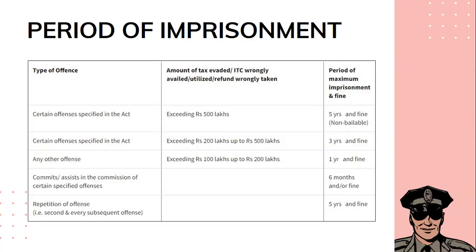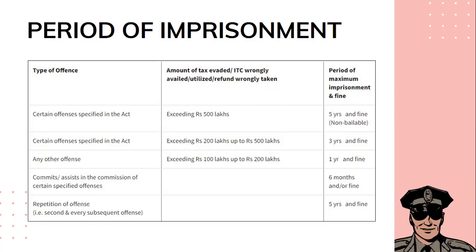Talking about the first type of offense, the offenses which are specified in the Act, in which the amount of tax evaded or ITC wrongly availed, utilized, or refund wrongly taken exceeds rupees 500 lakhs, that is, which exceeds rupees 5 crores. These are the cognizable offenses, and the period of maximum imprisonment is 5 years plus fine, which is arrived at by the authorities which are undertaking the case. Then in terms of fine, all the fines are case specific and are arrived at by the authorities which are looking into the matters of fines.